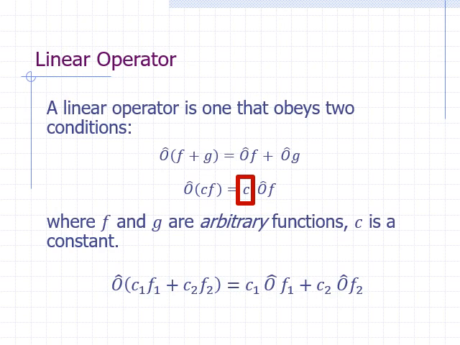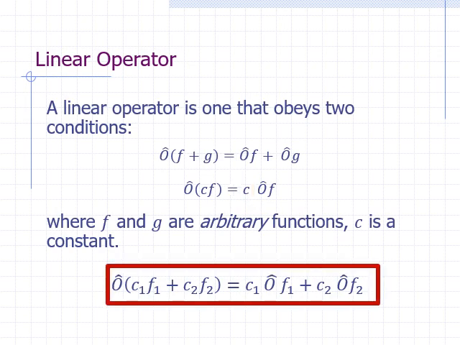What do we mean by arbitrary function? By this, we mean any function. It's possible for both conditions to work for a specific function, but if they don't for any function, then the operator is not linear. The two conditions that a linear operator must satisfy are often summarized with just one equation, like this one. In this equation, f1 and f2 are arbitrary functions, while c1 and c2 are constants.